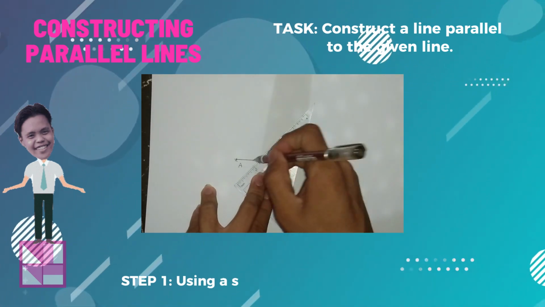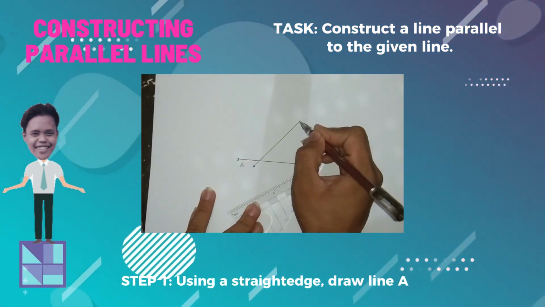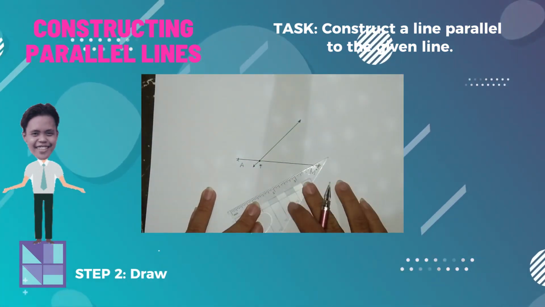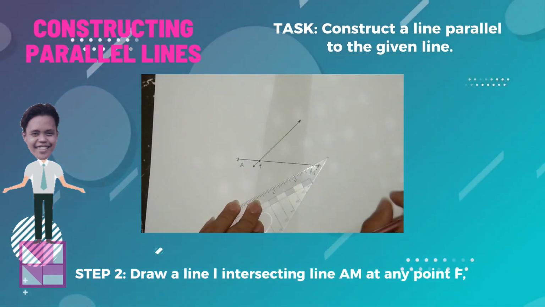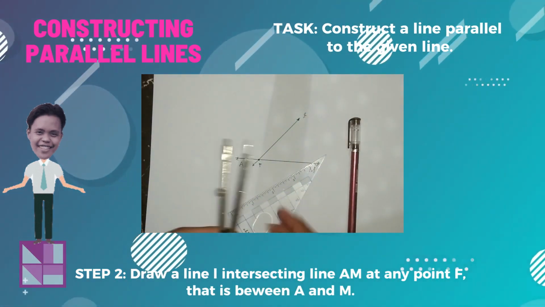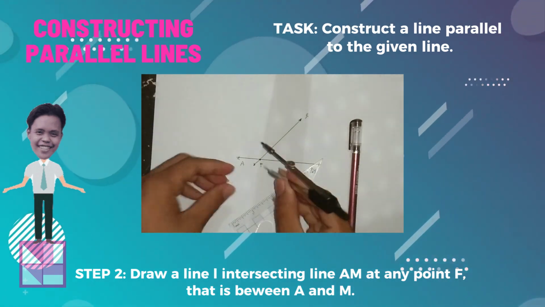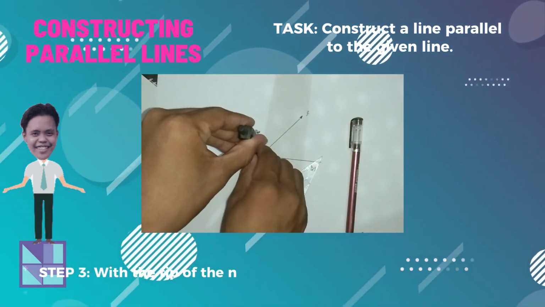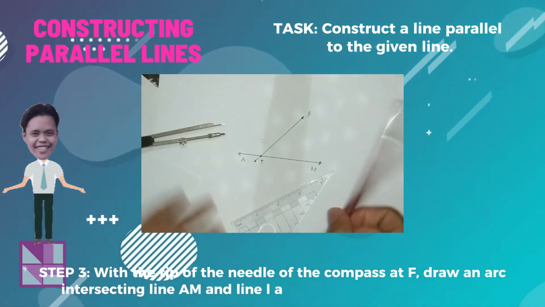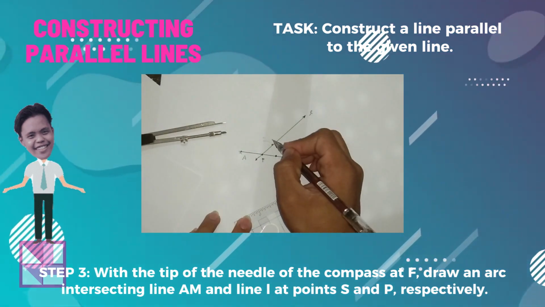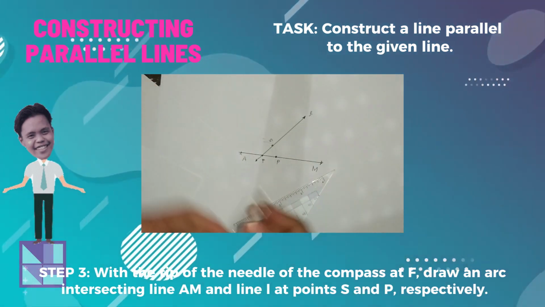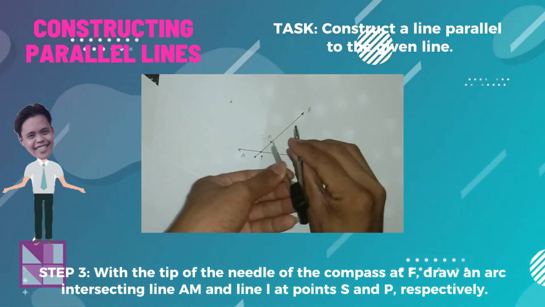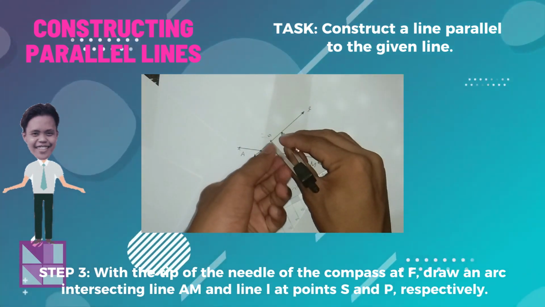Step 1. Using a straight edge, draw line AM. Step 2. Draw a line L intersecting line AM at any point F that is between A and M. Step 3. With the tip of the needle of the compass at point F, draw an arc intersecting line AM and line L at points S and P respectively.